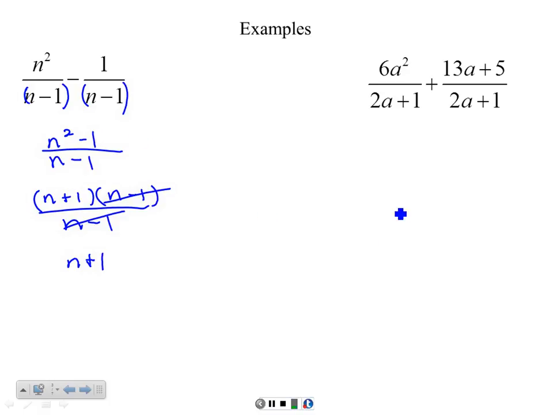This one, same thing. Our denominators are the same, so we can make one fraction by combining our numerator. There's no like terms again, so we'll have 6a squared plus 13a plus 5 over that common denominator of 2a plus 1. And now we need to try to factor the numerator. It is a trinomial. Your leading coefficient is not 1, so that would be your bottoms up.